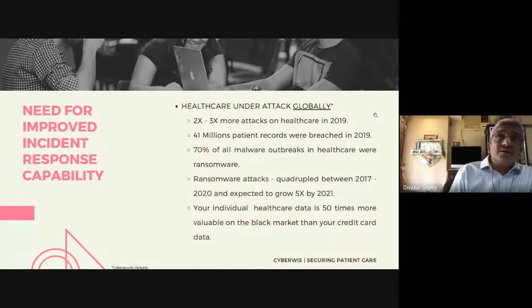Given the current pandemic conditions, you can imagine how important your healthcare data is. It is 50 times more valuable on the black market than your credit card data. So this is something really phenomenal which we are talking about, and all the more we need to be careful in the way we protect our environment, by spreading awareness, putting in the right focus, and putting in the right capability to run our organizations.